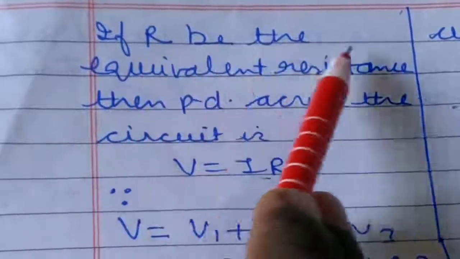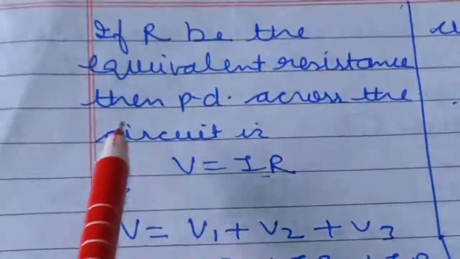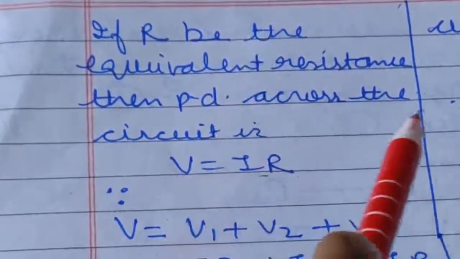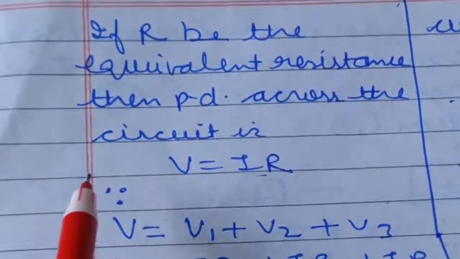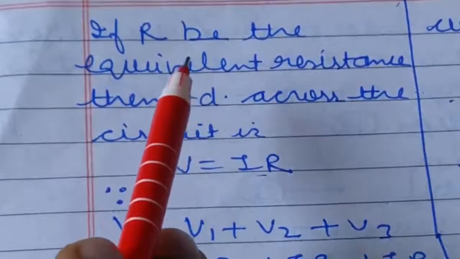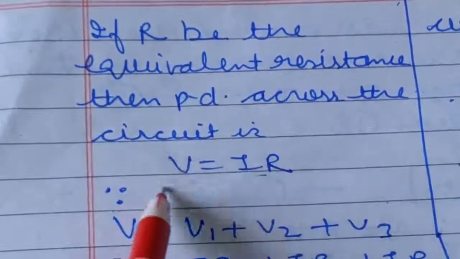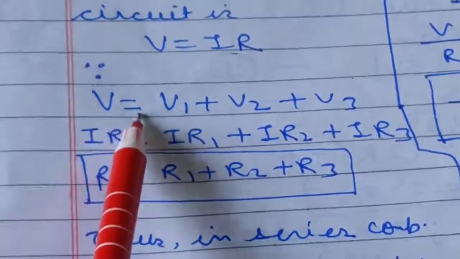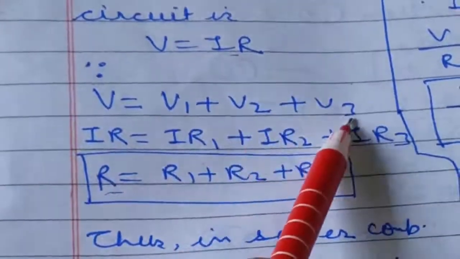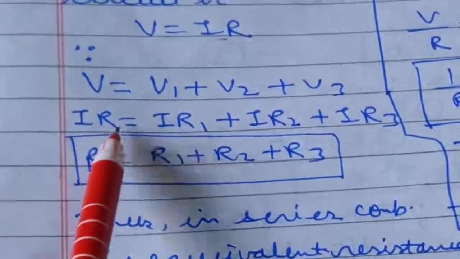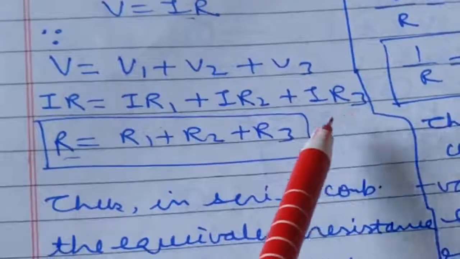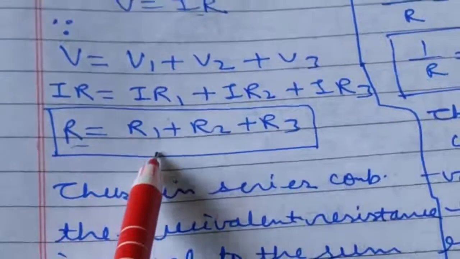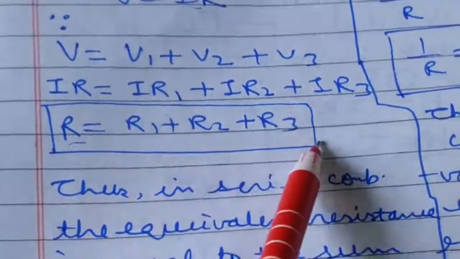If capital R is the equivalent resistance, then the potential difference across the circuit is V = IR. Equivalent resistance means that resistance which works alone in place of the three resistances; either we connect those three resistances or we connect one, and that is equivalent. Obviously, the potential of the cell we have assumed is V, so V equals IR. The total potential difference of the cell will be equal to V1 plus V2 plus V3. Substitute all these values: IR equals IR1 plus IR2 plus IR3. I will cancel out and you will get the equivalent resistance in series combination: R1 plus R2 plus R3.